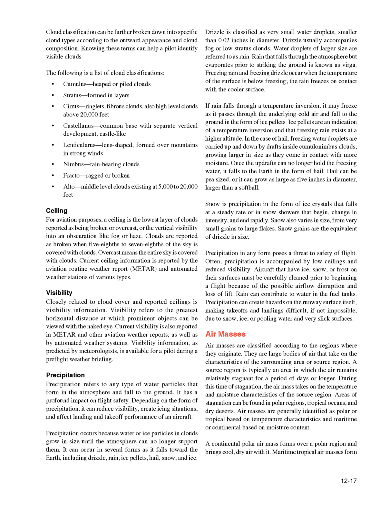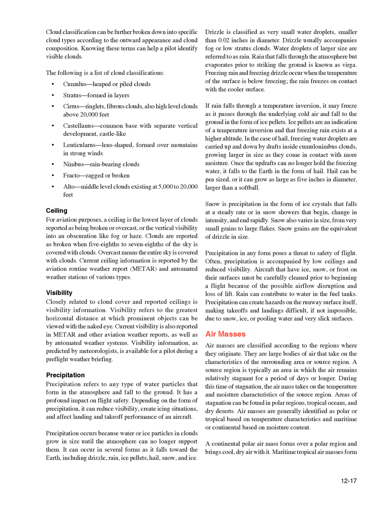Visibility, closely related to cloud cover and reported ceilings, is visibility information. Visibility refers to the greatest horizontal distance at which prominent objects can be viewed with the naked eye. Current visibility is also reported in METAR and other aviation weather reports, as well as by automated weather systems. Visibility information, as predicted by meteorologists, is available for a pilot during a pre-flight weather briefing. Precipitation refers to any type of water particles that form in the atmosphere and fall to the ground. It has a profound impact on flight safety.